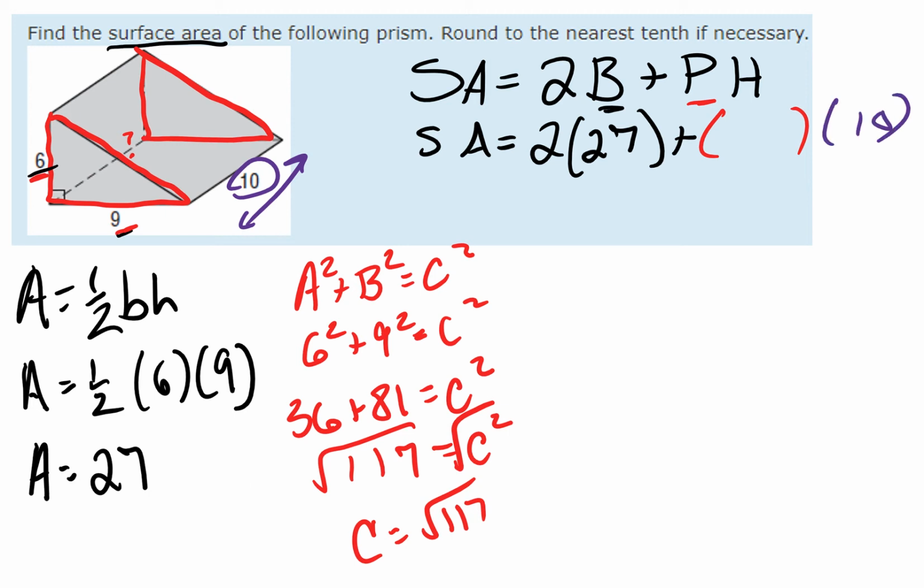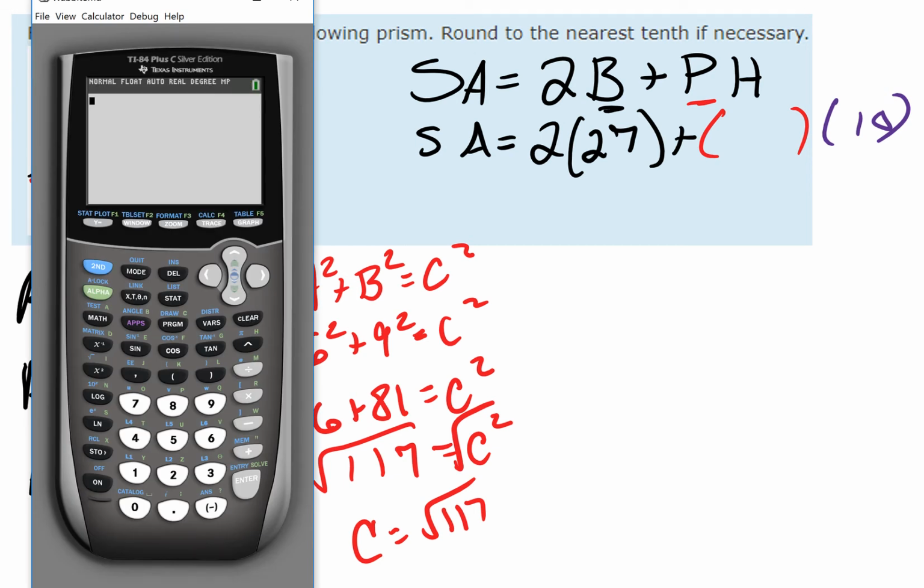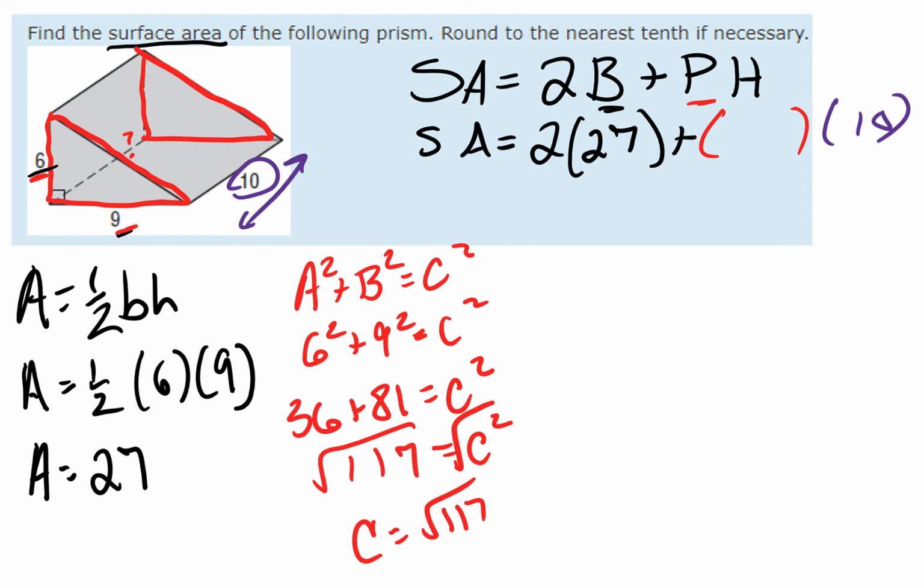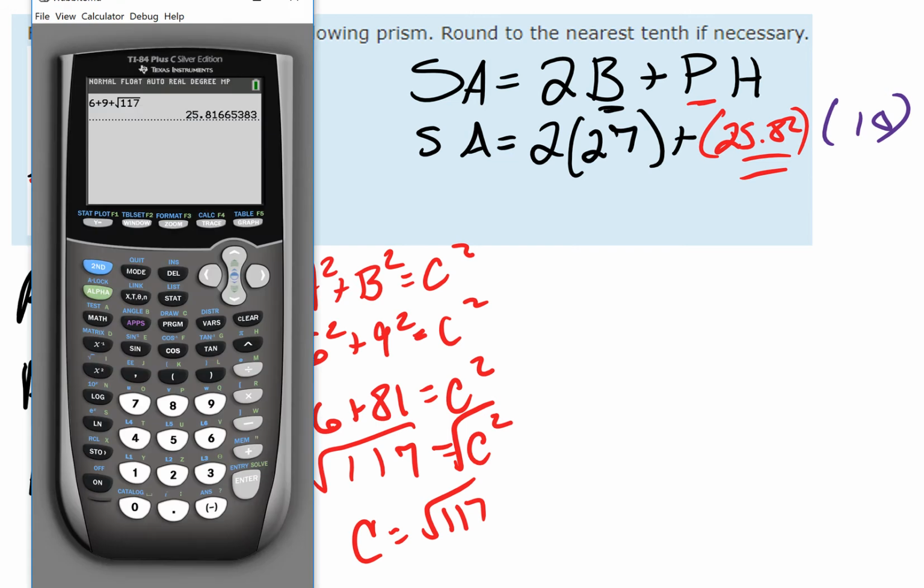Now, let's go back and put that perimeter in here, and let's look at how this is going to look on the calculator. So I'll clear out my old work. We said we had 6 plus 9 plus the square root of 117. Oops, let's type that in correctly. All right, so that gives us a ballpark figure of 25.82. I'm going to just write it in like that, but I'm not going to type it in like that.